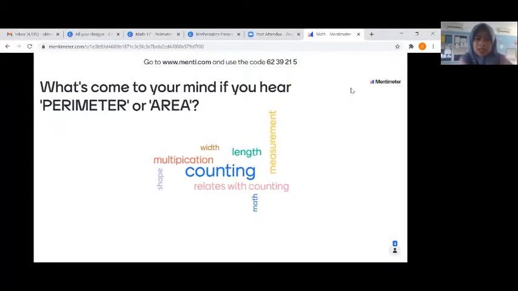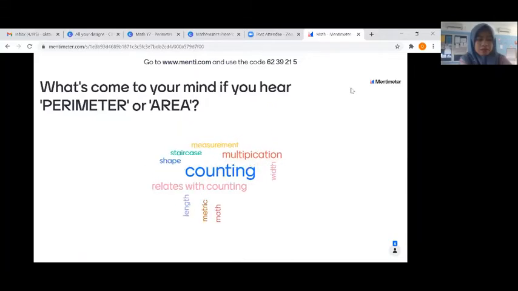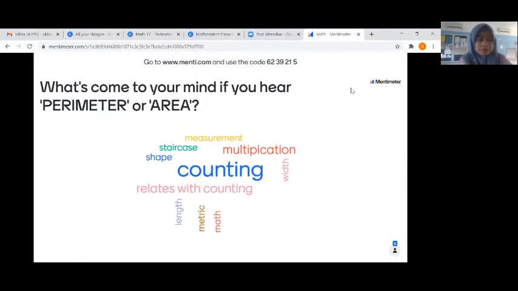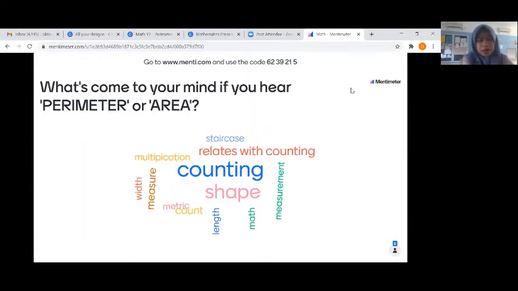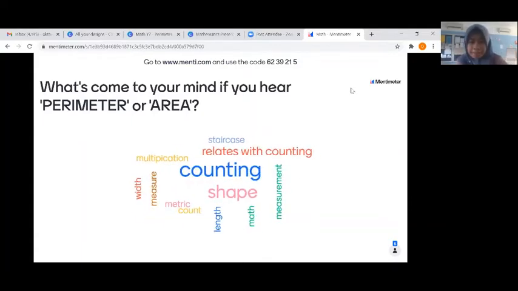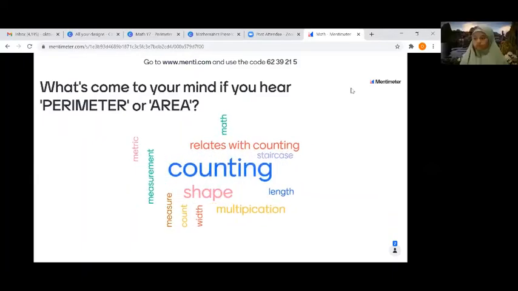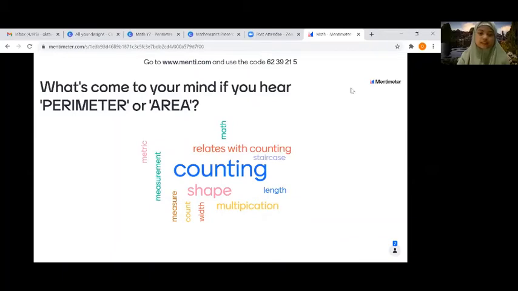Okay, measurement. Yeah, length, width. Okay. 4 students, thank you. How about the others? Metric, okay. Measure, measurement, shape, counting, okay. Staircase, oh, the staircase of the unit, yeah. Yes, Miss, I accidentally put it in the wrong place, Miss, so it's separated. Okay. It's fine.